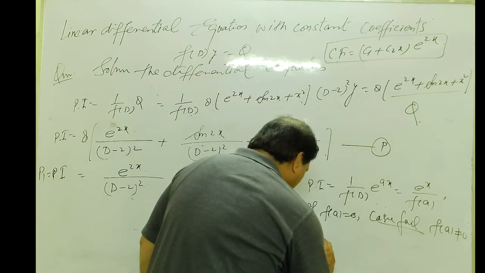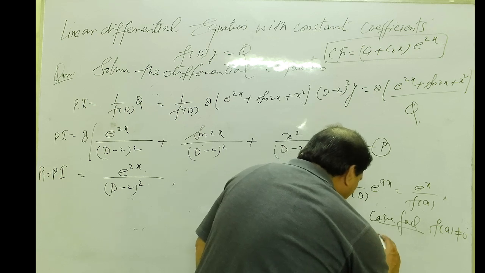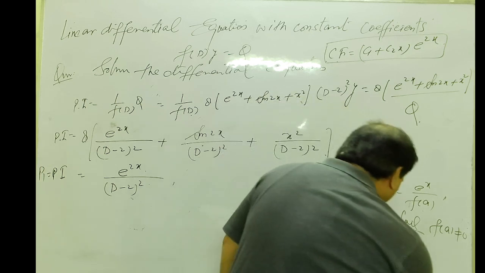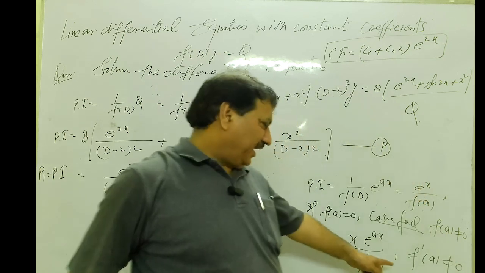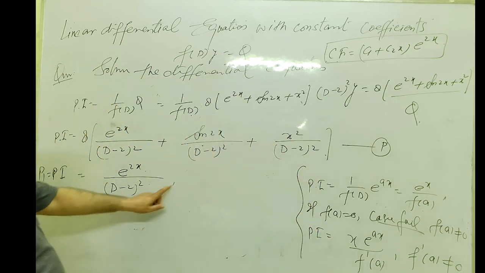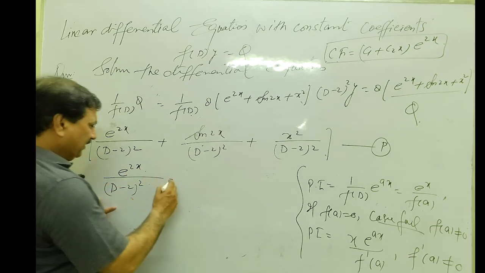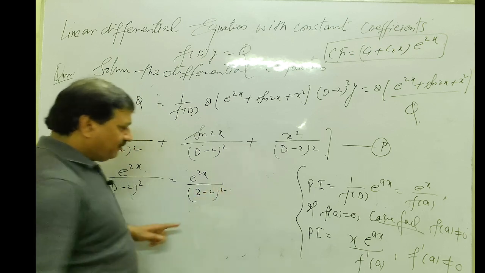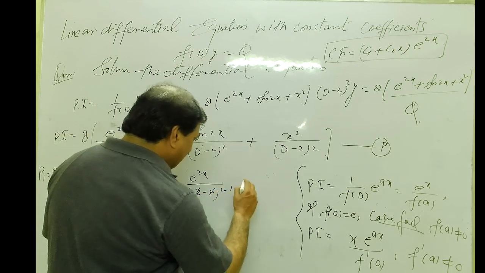When the case fails, we multiply by x, and e to the power ax upon f dash (a), the derivative, and again the condition is f dash (a) is not equal to 0. It should not be 0. So this is the theory of this part. Apply this case here: put the coefficient of x in place of D. That means e to the power 2x upon (2 minus 2) whole square. 2 minus 2 is 0, which means the case failed.